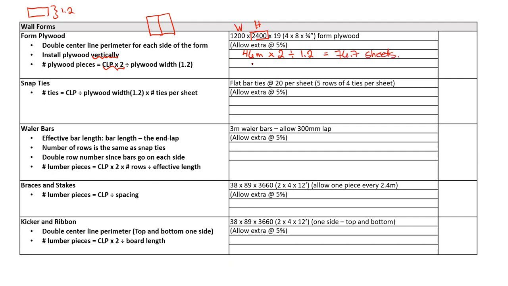Okay, now we add our 5%. 76.7 times 1.05 leaves us with 80.5, or 81 sheets.